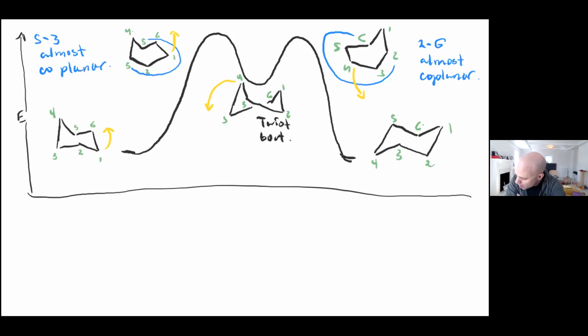All right. So cyclohexane's easy because all of the 2 chair conformations are identical. There's this symmetry. It's very nice to talk about.